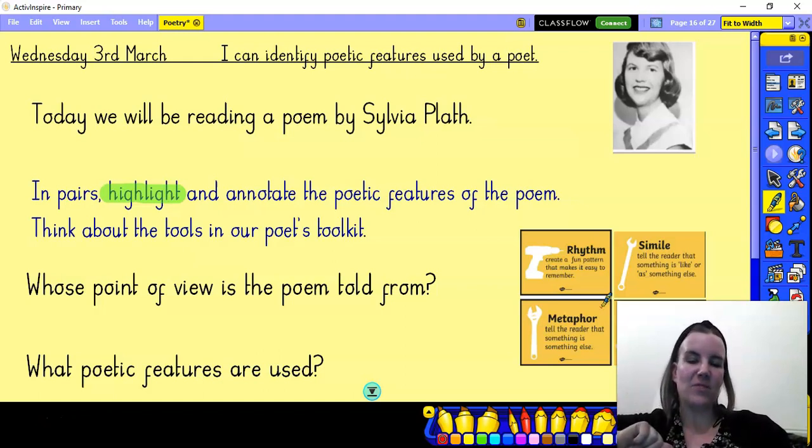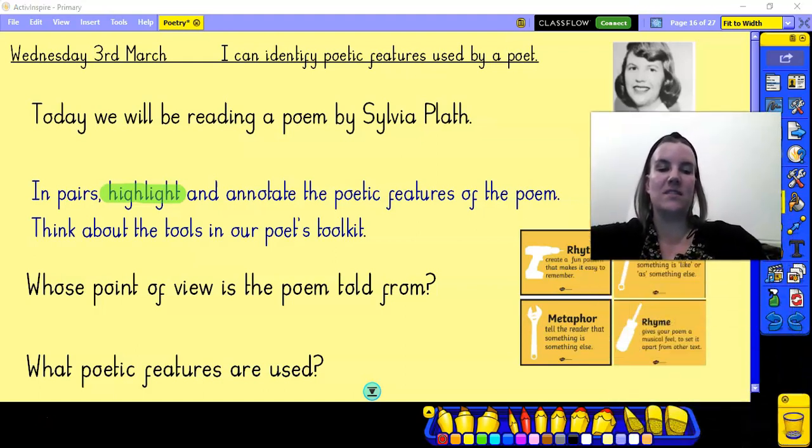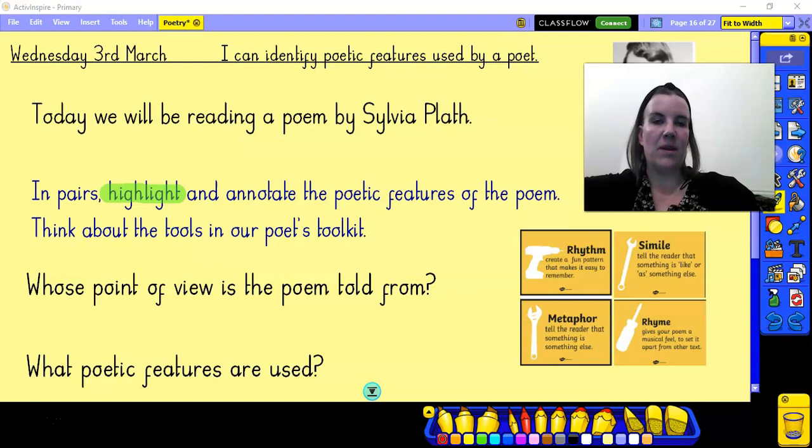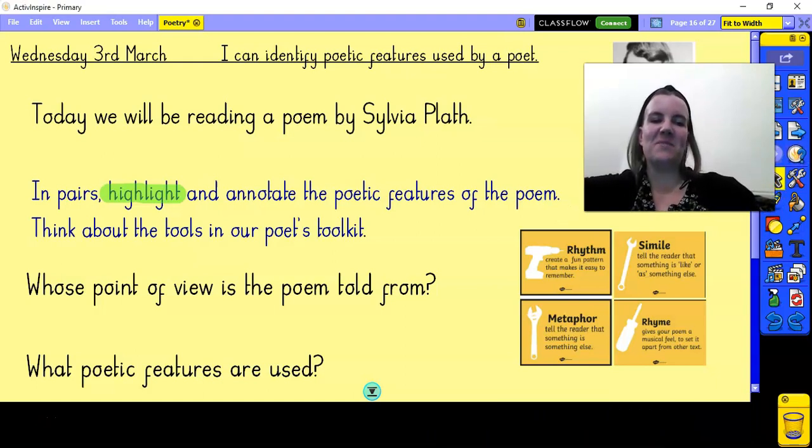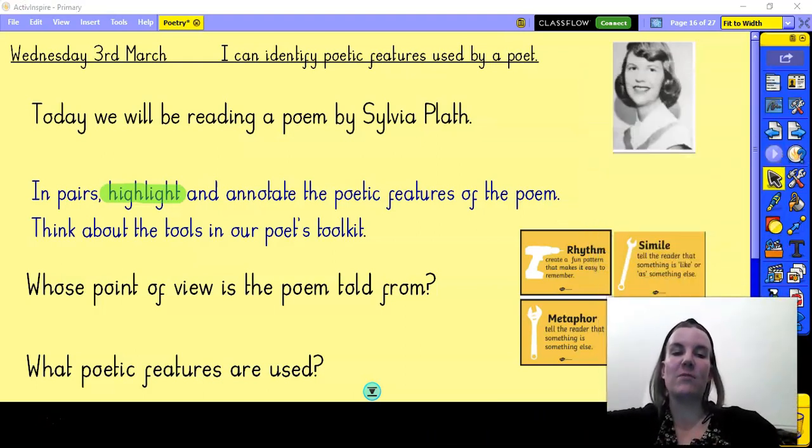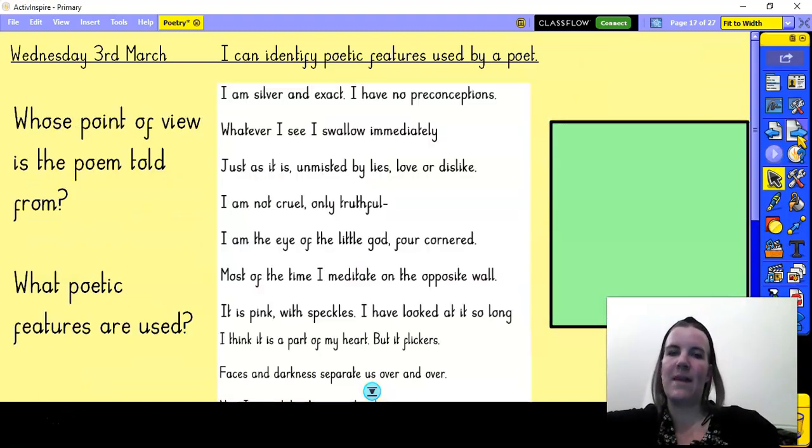And then the second thing that I want you to think about as well is which of these poetic features can you see in the poem? How has Sylvia Plath used rhythm? How has she used similes? Has she used any metaphors? Is there any rhyme that you can spot? And if you have printed it out, then perhaps you can highlight some of those key ideas. Okay, it will be important to unpick them because you might want to pinch some for your own ideas a bit later on. Okay, so let's have a look at the poem now.